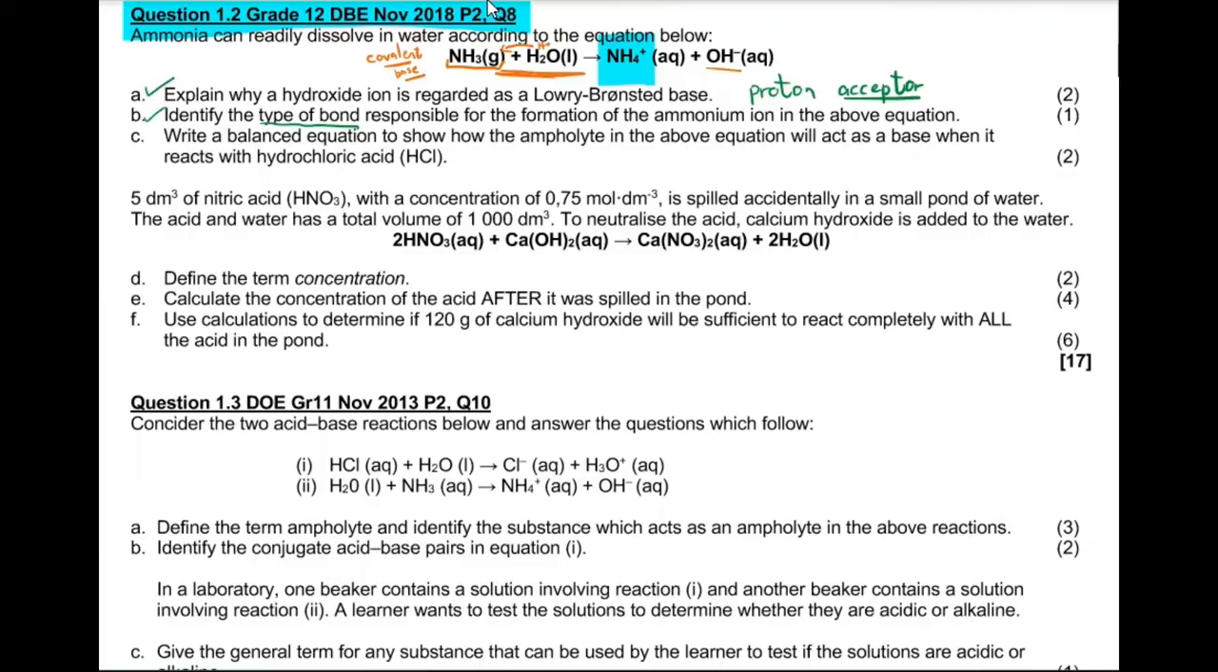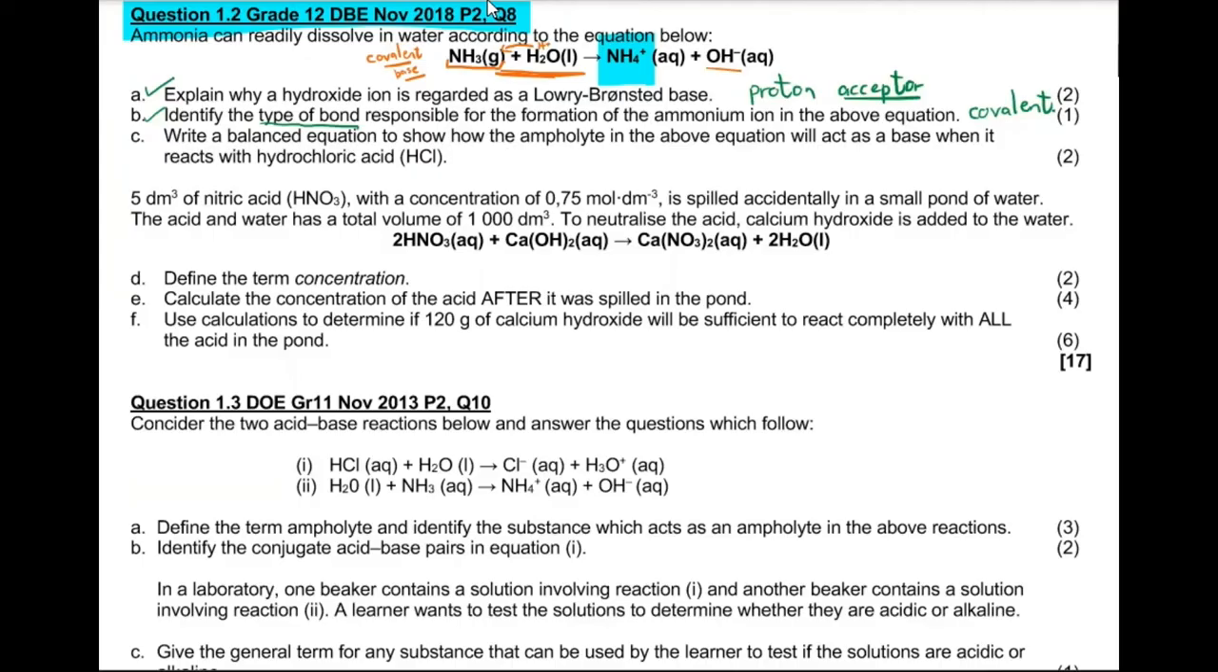So what type of bond is responsible? B, that would be covalent bond. Okay. So I go through these questions very often, and I think we overthink it. We make it way too difficult, way more difficult than it should be.